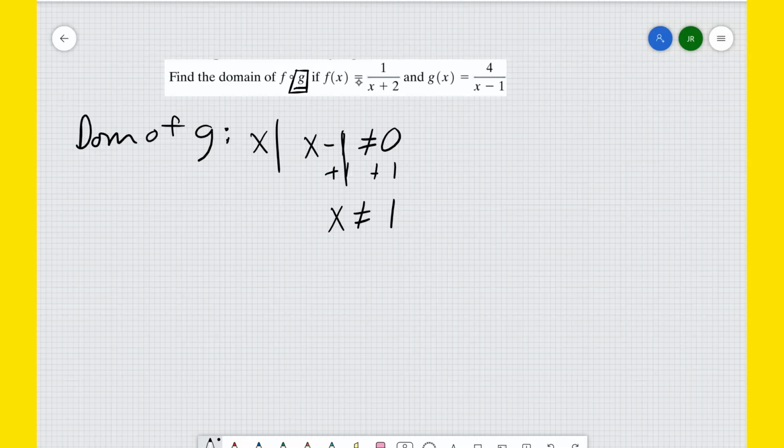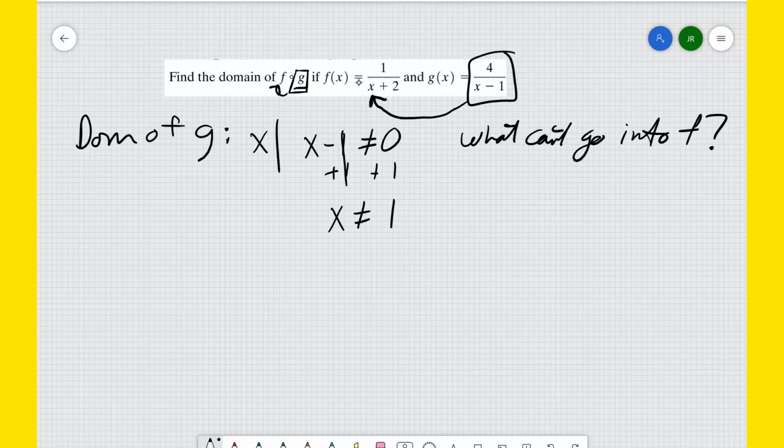But then whatever g does, it gets plugged into f. So this is going to get plugged into here, which means what can't go into f? Well, hopefully you can see that negative 2 can't go into f. That doesn't mean that negative 2 is not in my domain. I know that's confusing, but the question is what can go into g that then can go into f also.